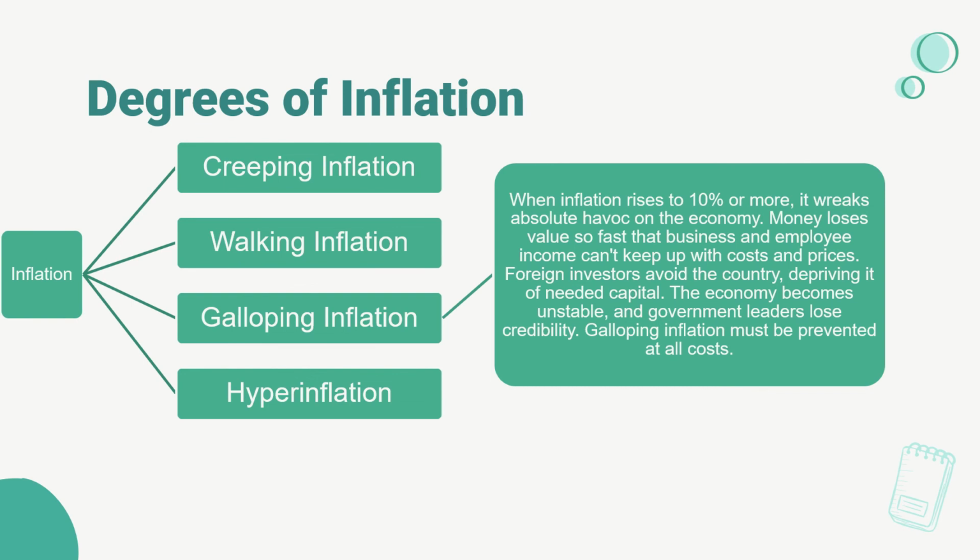Next, we have galloping inflation, as the name suggests. When inflation rises to 10% or more, so more than or equal to 10%, it wreaks absolute havoc on the economy. These are a few heavy or extreme words used. Money loses its value because there is too much inflation, so fast that business and employee income can't keep up with the costs and prices.